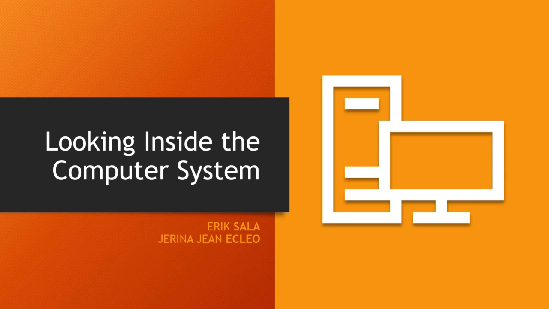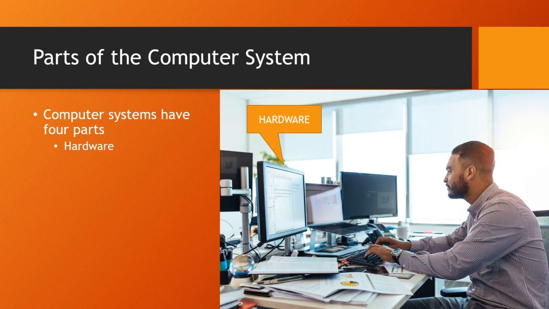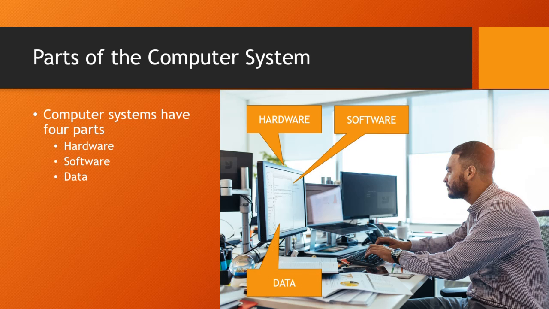We're still in the introduction of computers, and this time we are going to look inside your computer system. A computer system has different parts. We have four parts: the hardware, the software, data, and don't forget the user or the people. We also refer to them as peopleware.